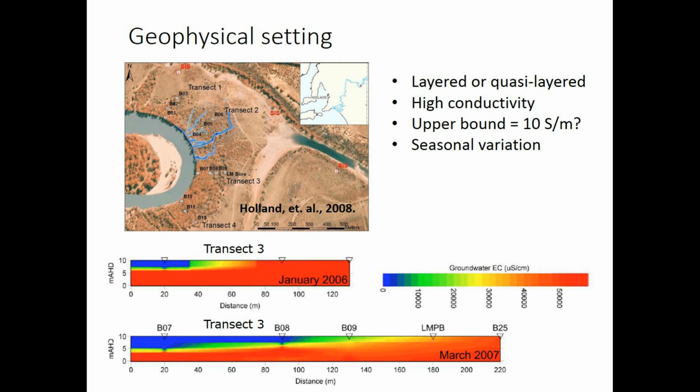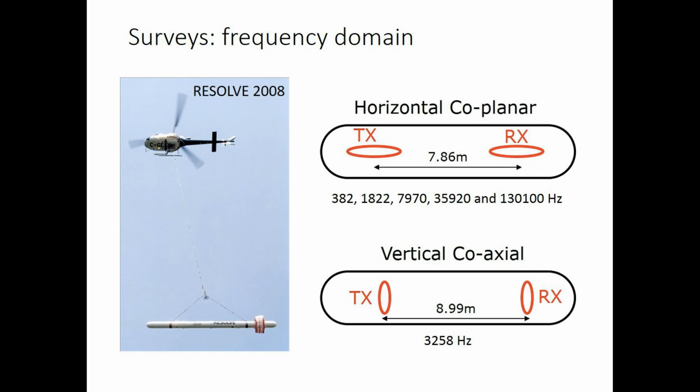And again, we see the seasonal variation. This is one year apart, so lots of changes in terms of conductivity. So just bear those things in mind. Then two surveys. The first one, frequency domain, is RESOLVE 2008: 5 frequencies for horizontal coplanar, 1 frequency for vertical coaxial.